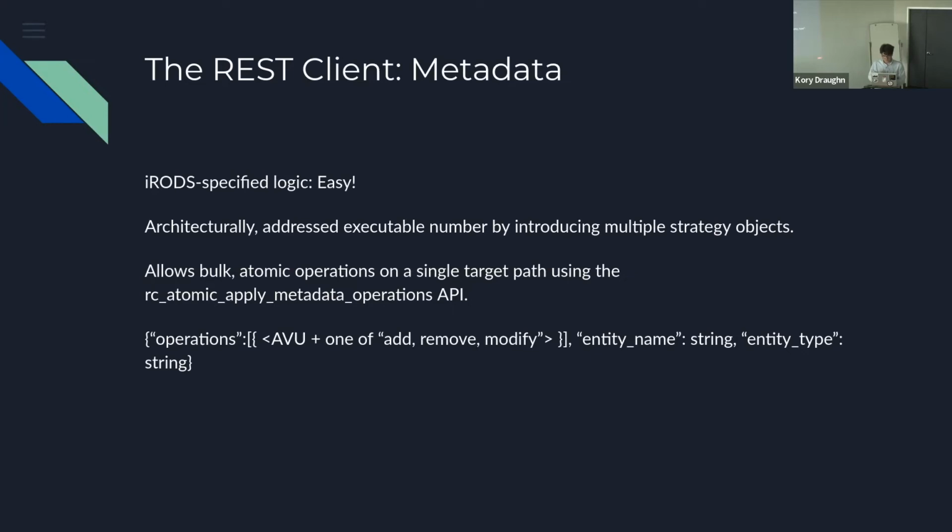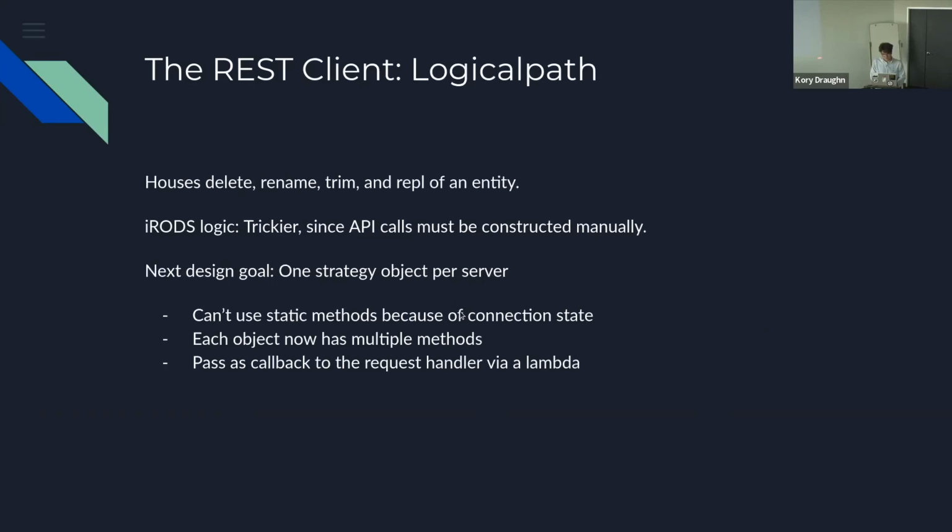So this endpoint allows bulk atomic operations on a single target using the RC atomic apply metadata operations API. And you format it this way. Here you give the entity name, a string, the entity type, a string, for example some path data object, and then any number of operations that you want to perform on it. Next, we have the logical path endpoint.